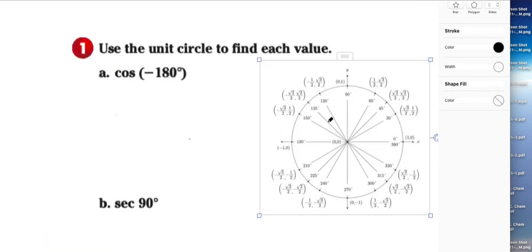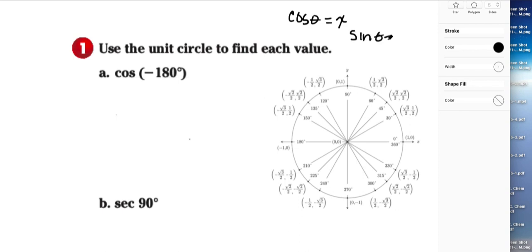So instead of using a handwritten one, we're going to use this picture, and I hope it's clear. It's not coming up super clear right now, but we're going to use the unit circle to find each of the values. What is the cosine of negative 180 degrees? So if we started here, negative 180 will bring us back here to 180, and we remember that the cosine of whatever angle we're dealing with is the x value, and the sine of that angle is the y value. So let's hold on to that fact. And so when we go to negative 180, we can see that the x value is -1. Thus, the cosine of negative 180 is -1.